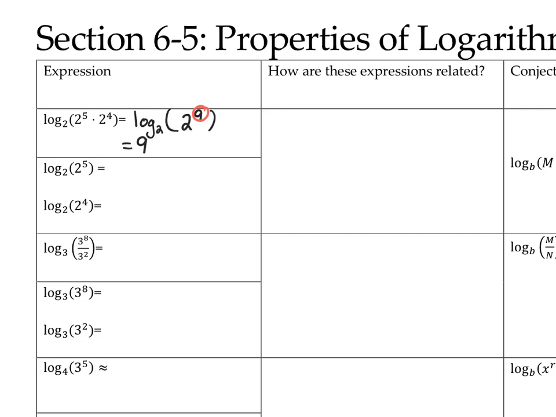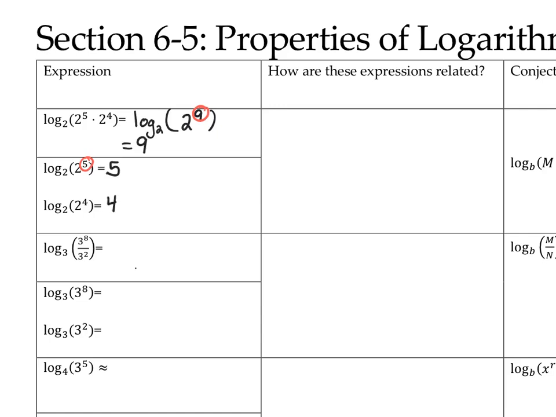Now similarly, a related problem is just log base 2 of 2 to the 5th. I can see very easily by the cancellation properties that the answer is just the exponent of 5. And similarly on this problem, the answer is just the exponent, or 4.